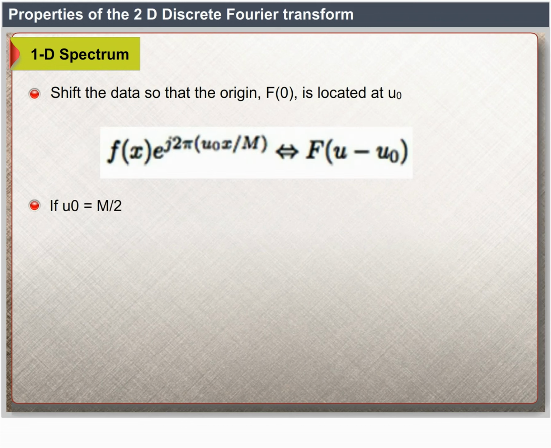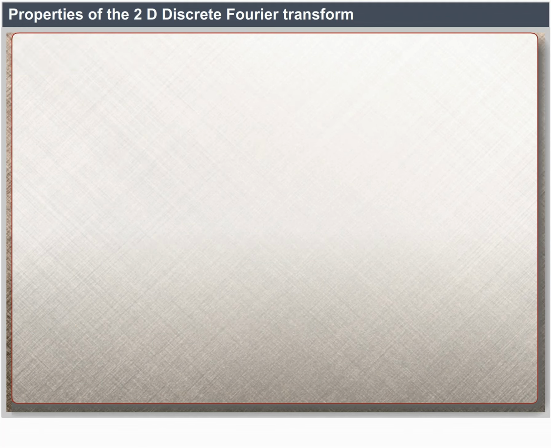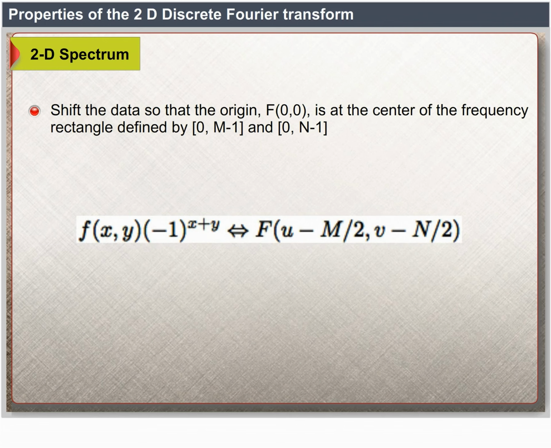Symmetry properties. For example, if f of x, y is a real function, its Fourier transform is conjugate symmetric, as shown. If f of x, y is imaginary, its Fourier transform is conjugate antisymmetric, as shown on the screen. The table on screen shows the difference between the spatial domain and the frequency domain.